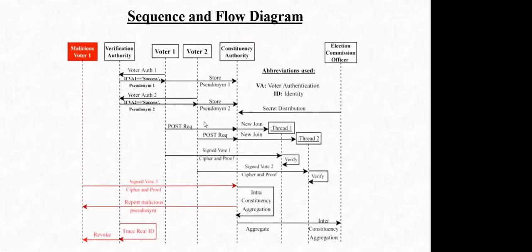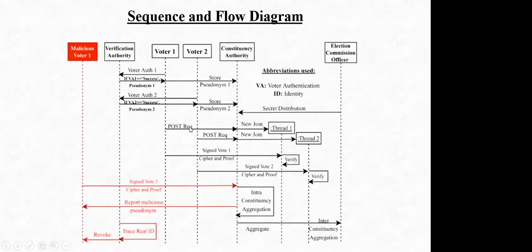This is the sequence diagram. I'll just talk about it in brief. There are several entities: verification authority, voters, constituency authority, and election commission officer. This is the registration procedure, the initial part, where the voter is registering and the pseudonym is being provided. The pseudonym is stored in the constituency authority enrollment database. Then the secret distribution is happening. ECO is distributing secret shares among different constituency authorities.